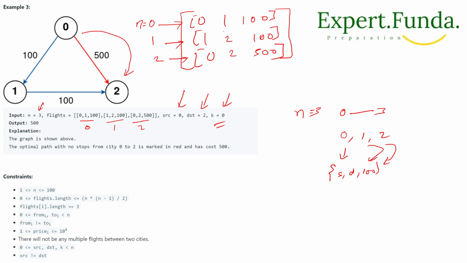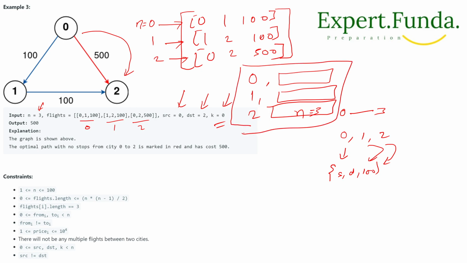Once we have these representations, for 0 we will look at what destinations we have, so it will look like this, right? For 1 what will we have, like this. Then for 2, what do we have, like this. And this is nothing but our map, we will put it into the map. As you can see, for 0 we have this destination and this destination, right? And its price we have been given.